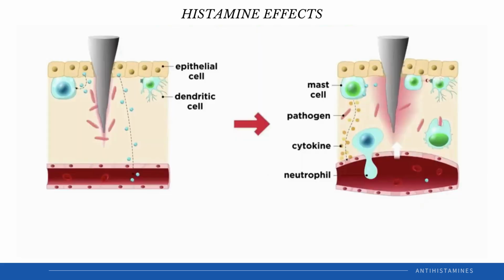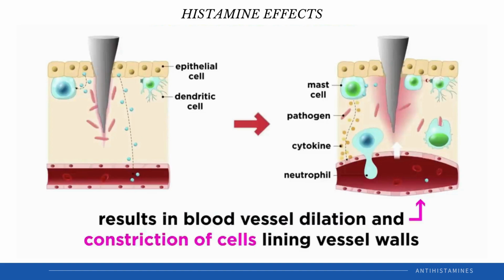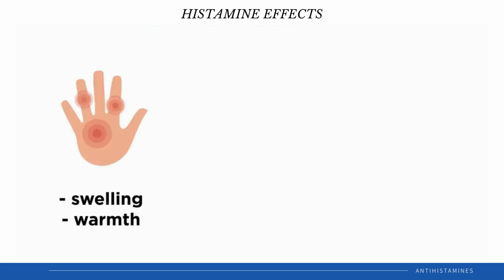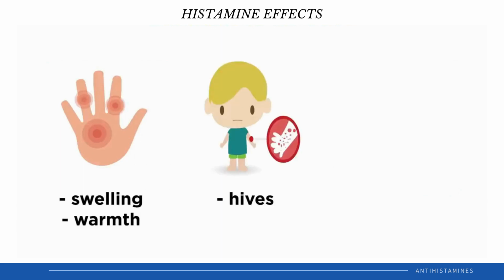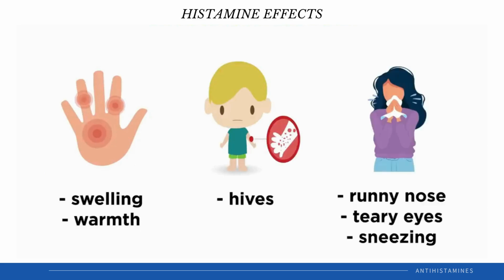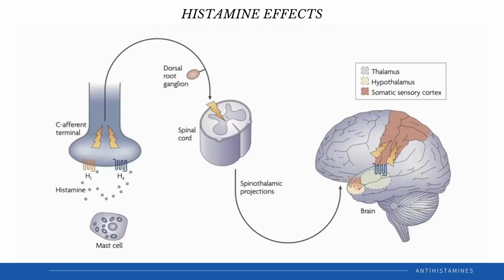Through the H1 receptor, histamine dilates blood vessels and constricts the cells lining these vessel walls, causing increased blood flow to an affected area and allowing immune cells from the blood to escape the vessels and enter inflamed tissues. This can lead to the swelling and sensation of warmth in tissues, the presence of hives in the skin, and can also cause fluid to be expelled in the sinuses, leading to a runny nose, teary eyes, and sneezing. Histamine can also act locally on nerve terminals, causing an itching or painful sensation.